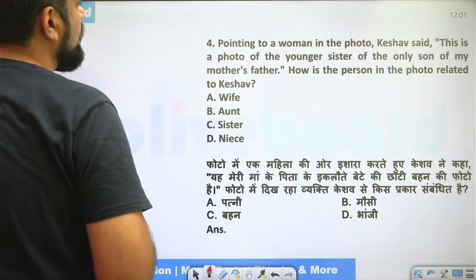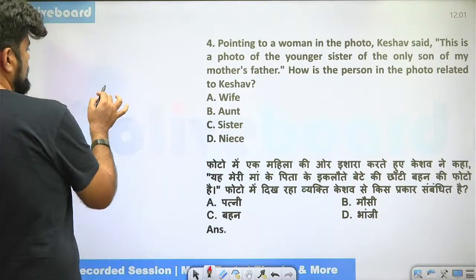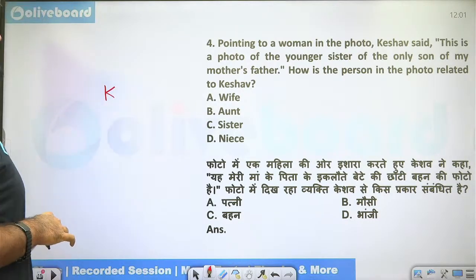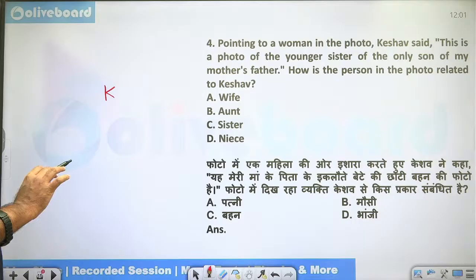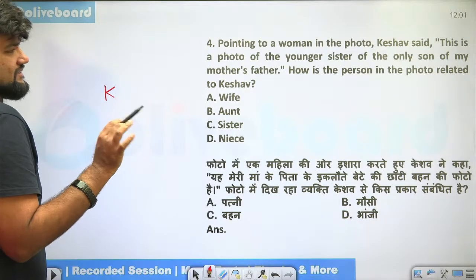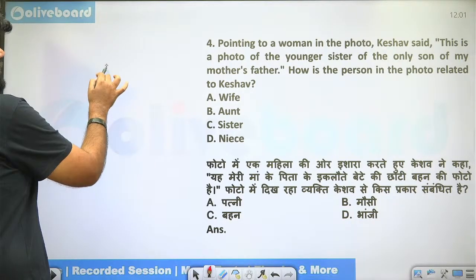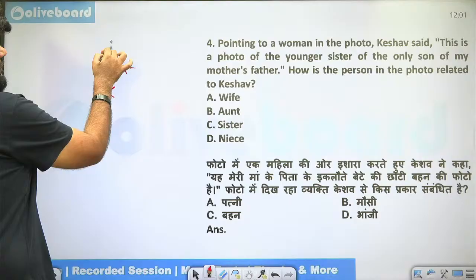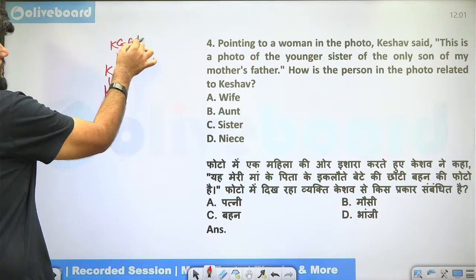Pointing to a woman in the photo, Keshav said. So Keshav is the speaker. This is a photo of the younger sister of the only son of my mother's father, Keshav's grandfather, maternal grandfather.